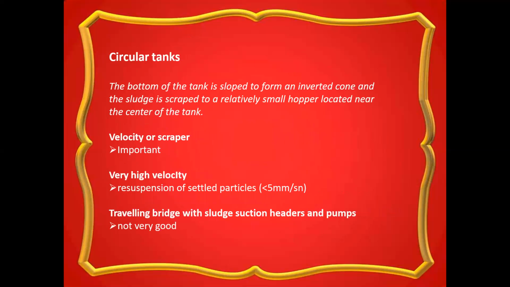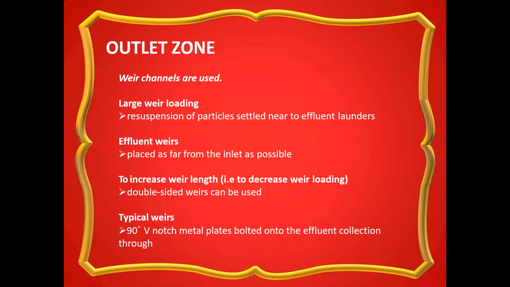Circular tanks: the bottom of the tank is sloped to form an inverted cone and the sludge is scraped to a relatively small hopper located near the center of the tank. Velocity of scraper is important. Very high velocity causes resuspension of settled particles, and traveling bridge with sludge suction headers and pumps is not very good. Then outlet zone, where channels are used, large weir loading causes resuspension of particles settled near the effluent launders.